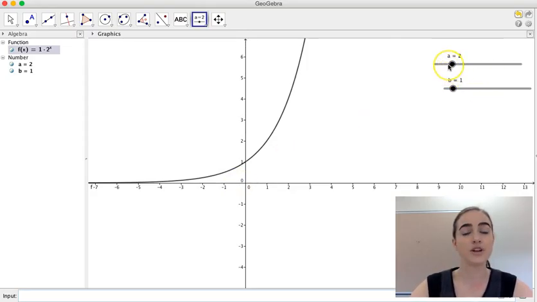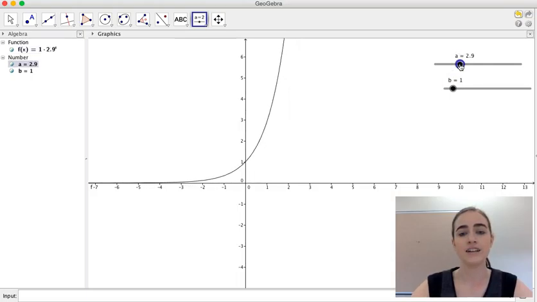All right, let's play with these two numbers and see what happens. So this a, so that's our base number here. So this is the number that's to the power of x. If we increase that, we can see that it makes our exponential function, it makes our curve get steeper. So as we come back down towards 1, it flattens itself back out again.